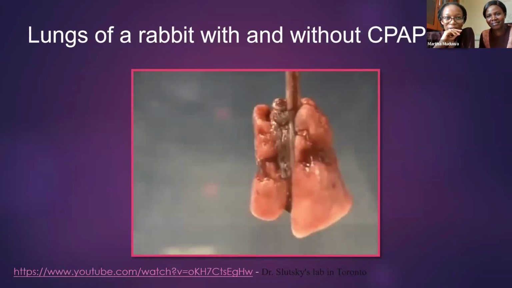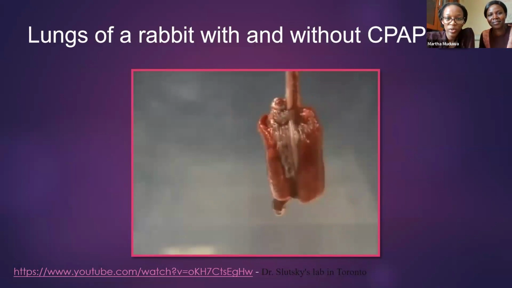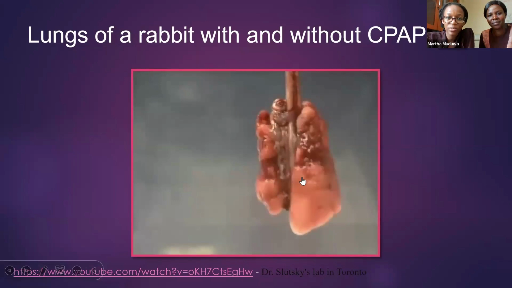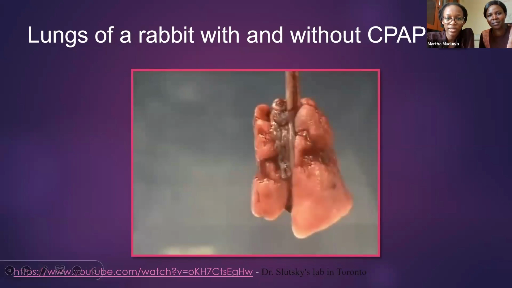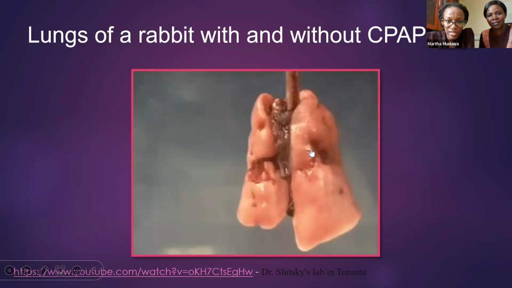So this is, if not the most important thing that we should see today. This is a lung of a rabbit with CPAP. So this is without CPAP. As you can see, there is a lot of collapsed lung. And every time there is expiration, the lung almost completely collapses. And you have a lot of collapsed lung even at inspiration.